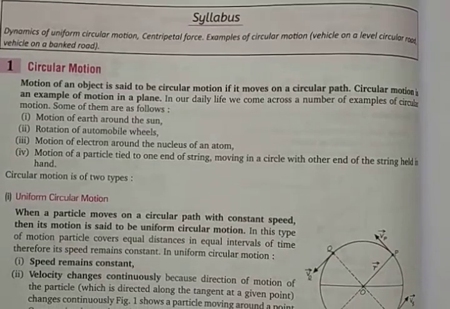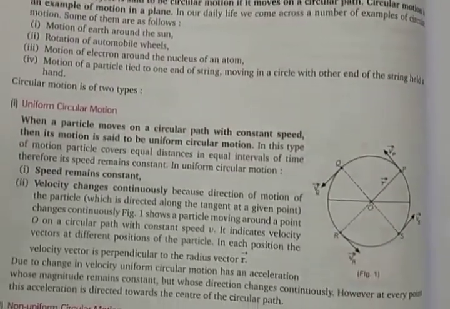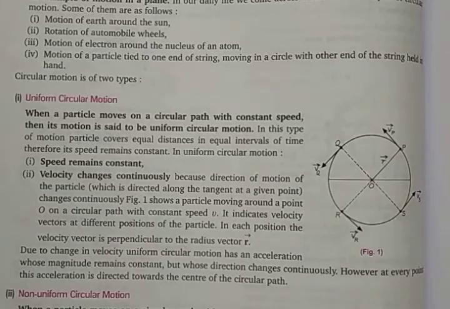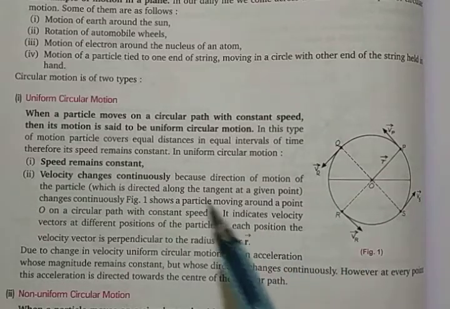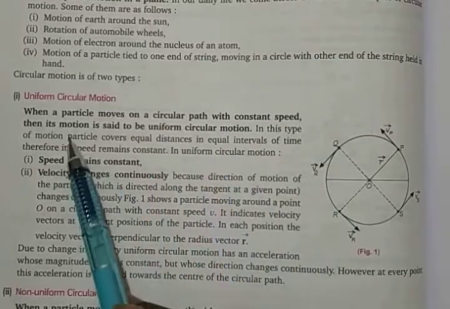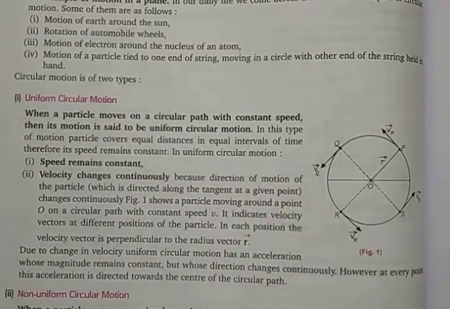The circular motion can be considered in 2 basic divisions, that is called uniform circular motion and non-uniform circular motion. This also you would have studied in the previous lower classes. In a uniform circular motion, when a particle moves on a circular path with a constant speed, then the motion is said to be uniform circular motion.